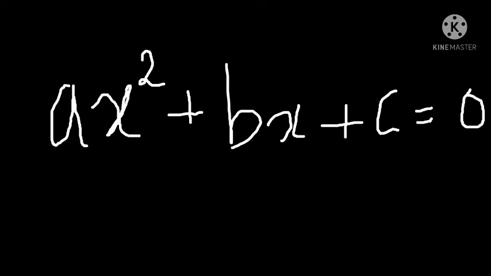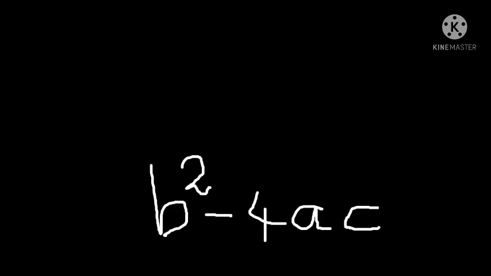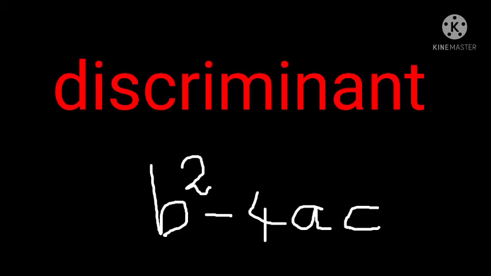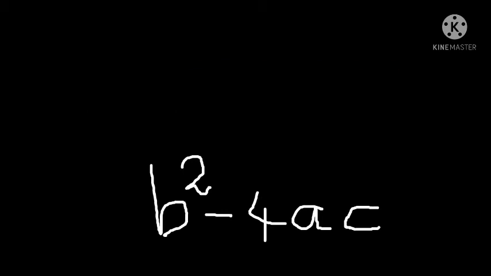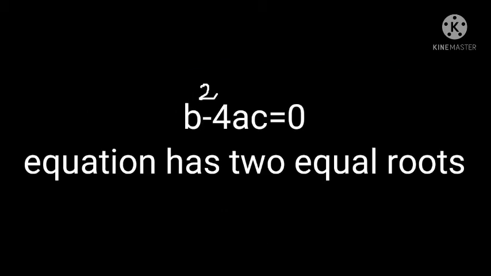All of us know the general form of a quadratic equation is ax square plus bx plus c equal to 0. Here a, b, c are respectively the coefficients of x square, x and the constant term. Now see the expression b square minus 4ac. Listen, b square minus 4ac is known as the discriminant. So using the discriminant, we can easily state the nature of the roots.